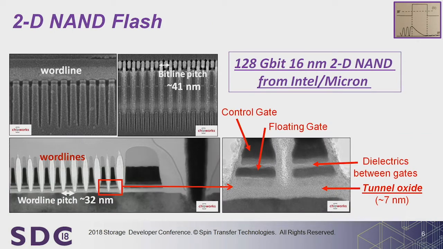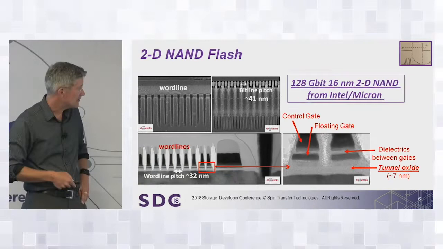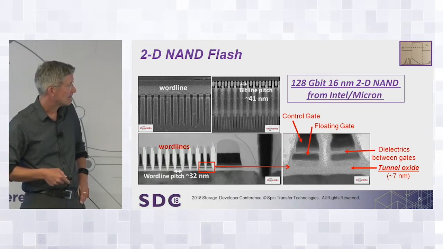For example, here's 2D NAND. This is some cross sections I got from Dick James when he was at Chipworks and then at Tech Insights. When you see something like these cross sections, you see the engineering that has gone into this. So this was 128 gigabit, 16 nanometer 2D NAND from Intel Micron. So you see here's the string in the 2D NAND. And here's the last two bits. And you can see here the control gate, the floating gate, the tunnel oxide, and the dielectrics between the gates.